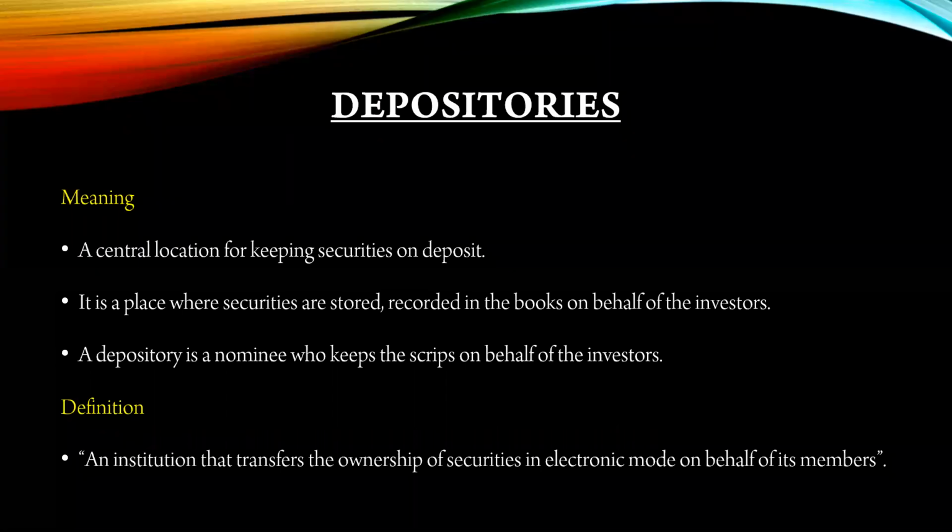That is what I have explained in the beginning as the meaning. See, a depository is a central location for keeping the securities on deposit. It is the place where the securities are stored and recorded in the books on behalf of the investor. So we can say that a depository is a nominee who keeps the scrips on behalf of the investor. What are scrips? Scrips are nothing but the shares and securities which the investor invests in. So the depository is simply a place or a central location where all the securities are held for safe custody.